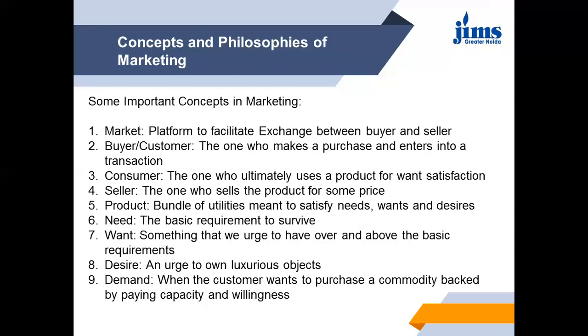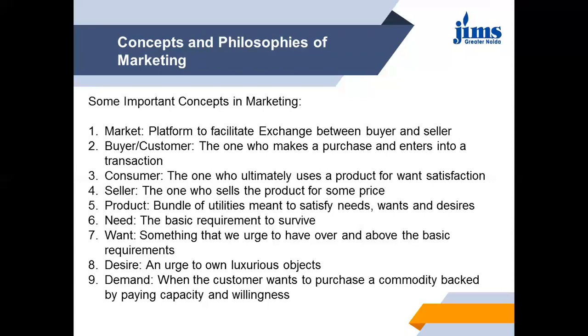Next is need, want, and desire. I'm taking them together, though they are separately mentioned. Need, want, desire, and demand. A need is something that is required for basic survival. So I need food, clothing, shelter, water for my survival. That's my basic need. When we have an urge to have something or own something over and above the basic requirements, that need gets converted into want.